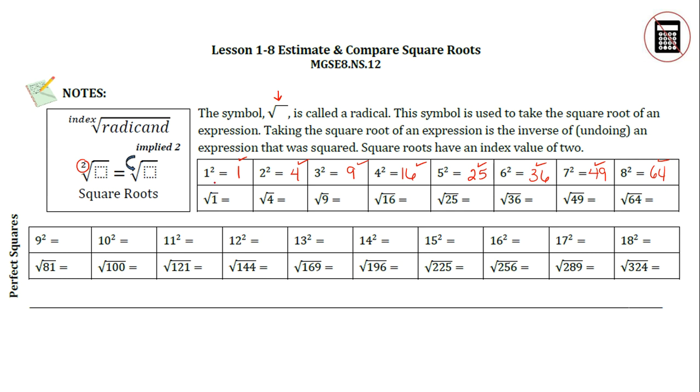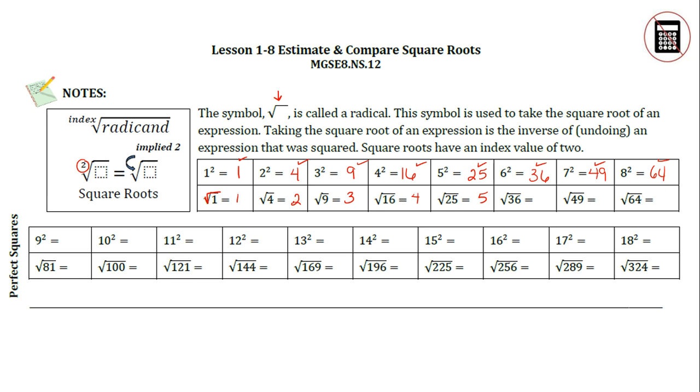So if we want to undo this squaring on the 1, we take the square root of 1, which gives me back 1. If I take the square root of 4, that gives me the root 2. The square root of 9 is 3. The square root of 16 is 4. The square root of 25 is 5, and so forth. So you can see taking the square root of perfect numbers is very easy.